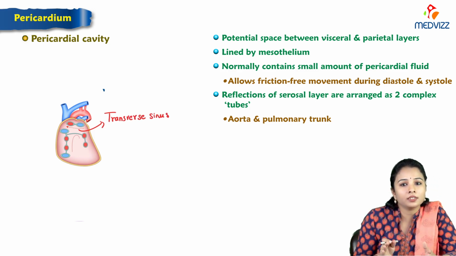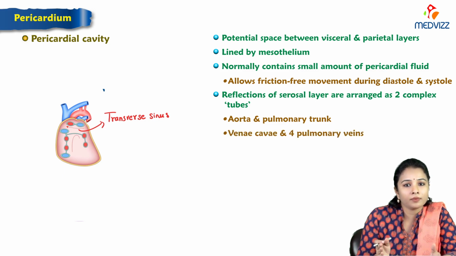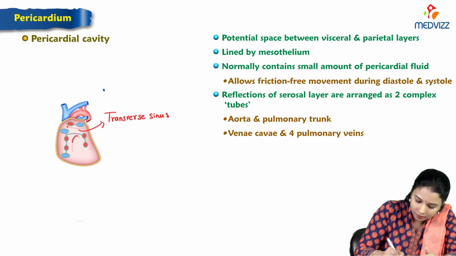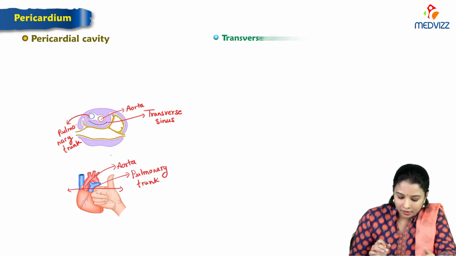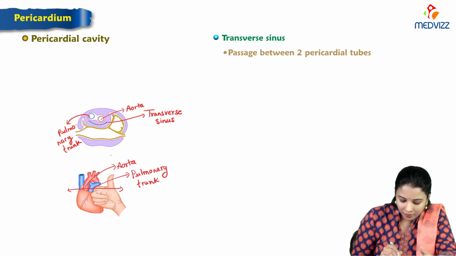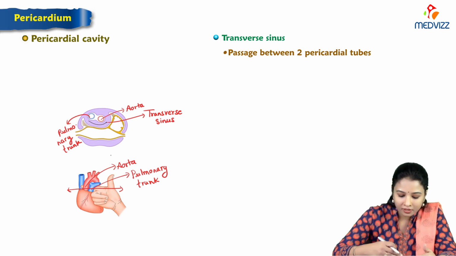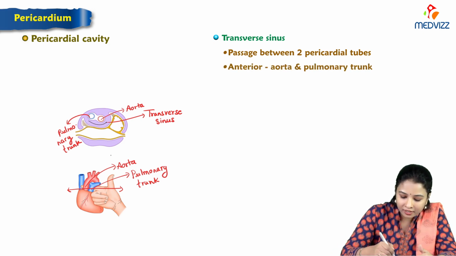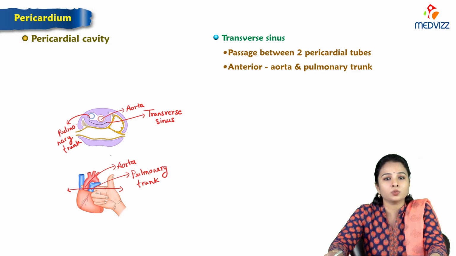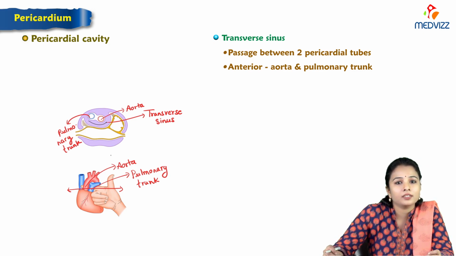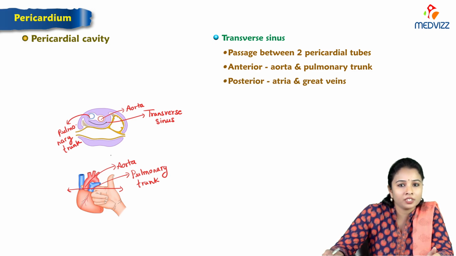And the other one is enclosed by the vena cava and 4 pulmonary veins on the other side. So this one is the oblique sinus or oblique recess. The transverse sinus we can appreciate here as a passage. If you take a section like this, we can see here the transverse sinus. Anteriorly it is related to the aorta and the pulmonary trunk, and the gap where the arrow is present is the transverse sinus, and the atria are present on the posterior aspect.